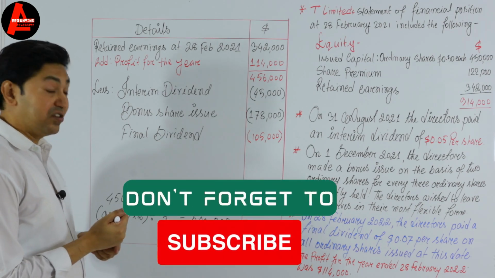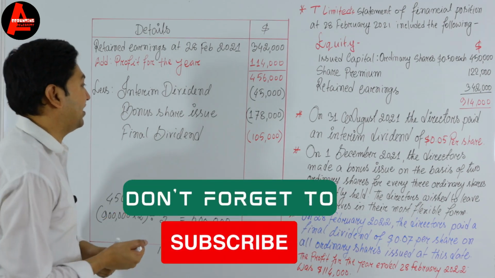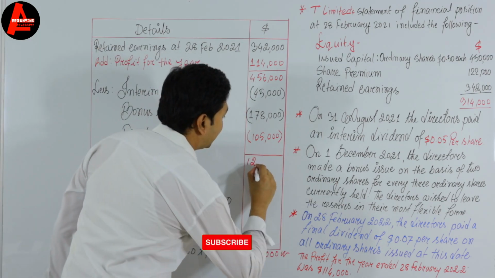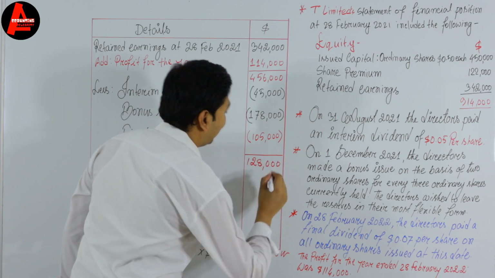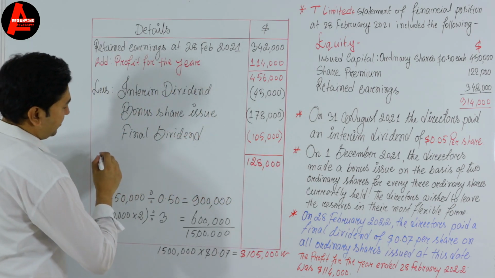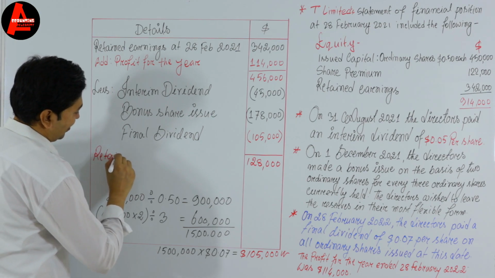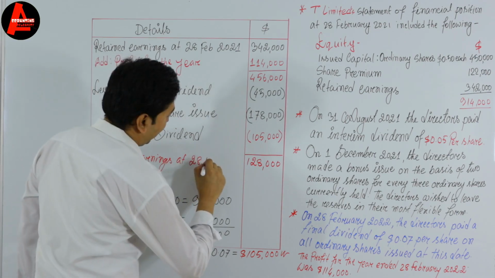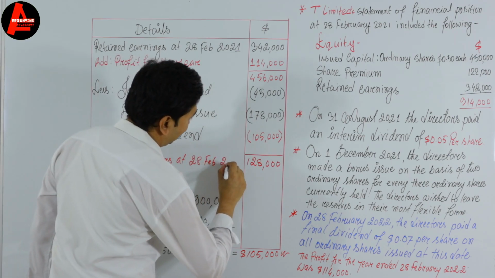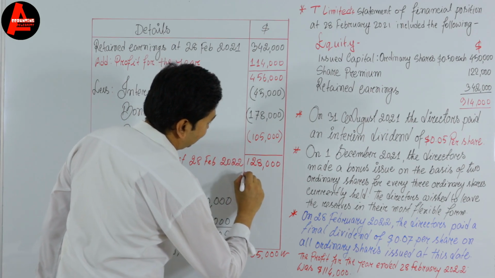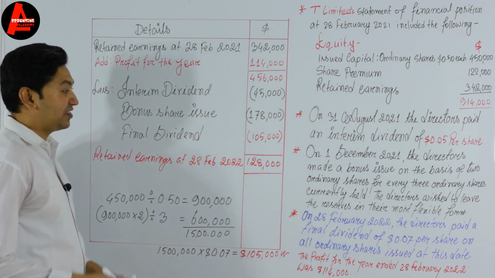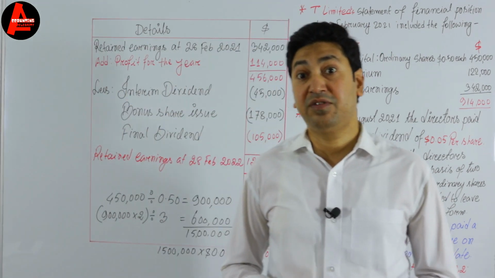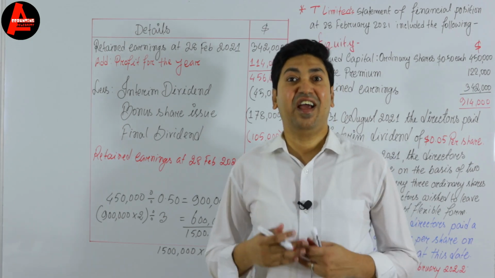Great. Now we will subtract all 3 amounts from this $456,000. This will be our closing balance. Now what do we get here? $128,000. So we will write here retained earnings at 28 February 2022. This is how you need to calculate the retained earnings closing balance if you have this type of question in your exam.